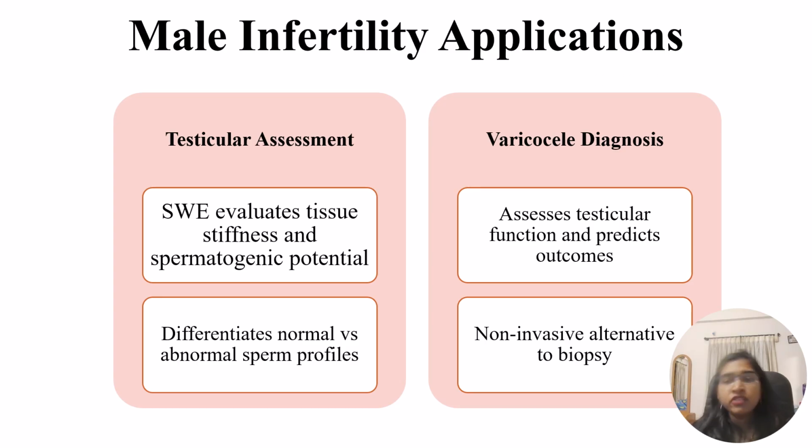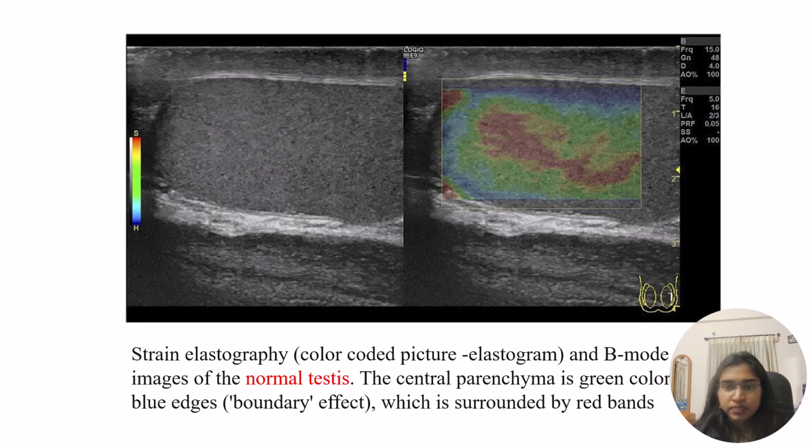Next, coming to male infertility applications, we can use it for testicular assessment because shear wave elastography evaluates tissue stiffness and spermatogenic potential. It differentiates normal versus abnormal sperm profiles. It helps in varicocele diagnosis. It assesses testicular function and predicts the outcome, and it's a non-invasive alternative to biopsy.